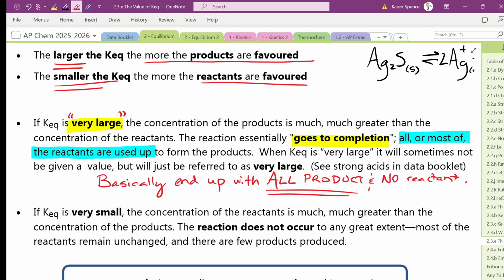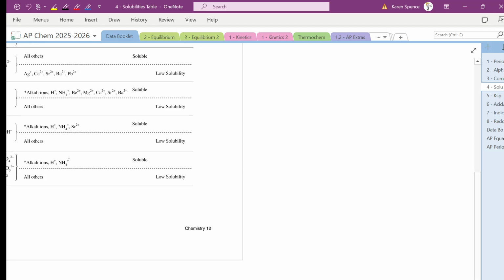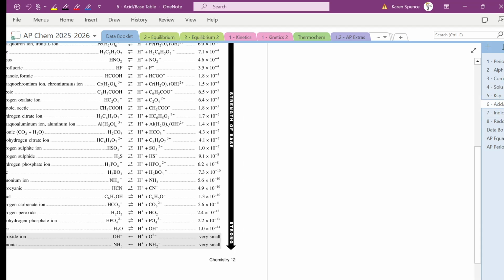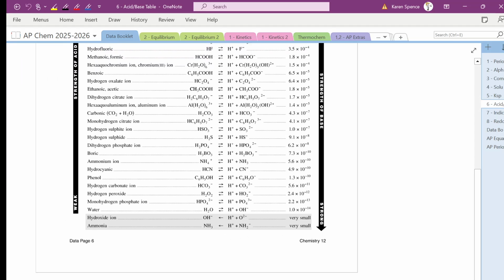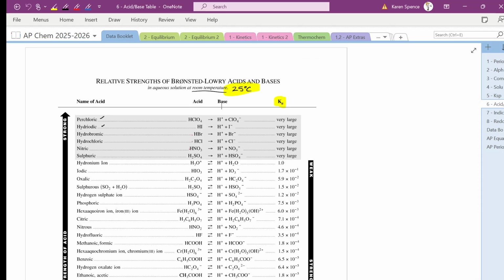So let's look at an example of this in our data book, the pink one. If you don't mind grabbing your pink data book, you're going to turn to page 6. Sorry, not page 4, page 6.